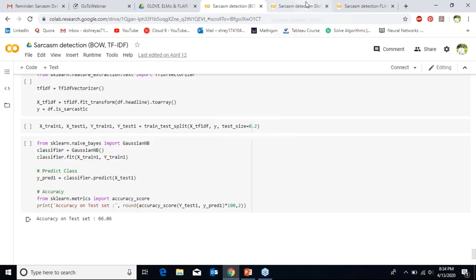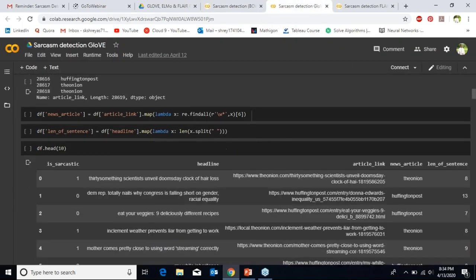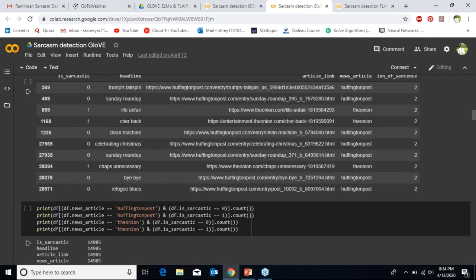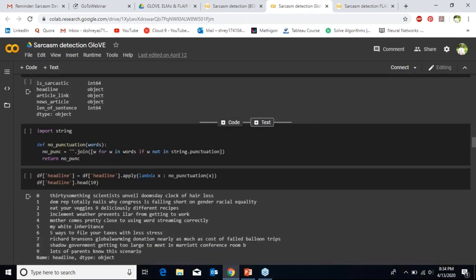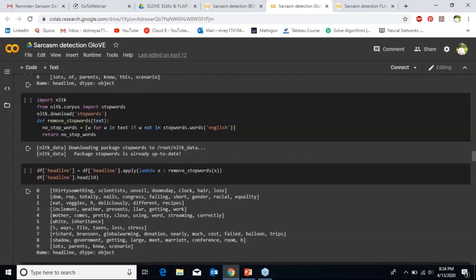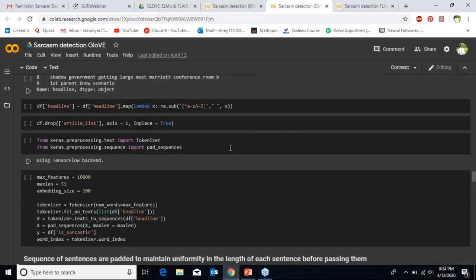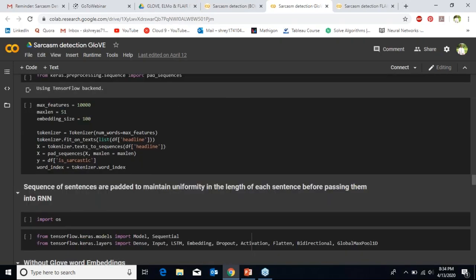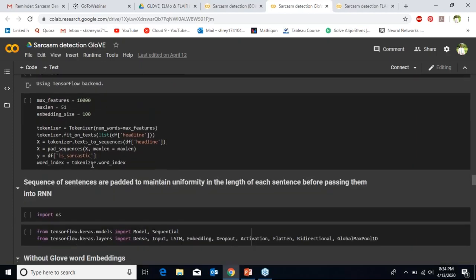So moving on to glove embeddings, after doing all these pre-processing steps. I have used a maximum length of 51 for each sentence, and 10,000 features. The embedding size I have used is 200.